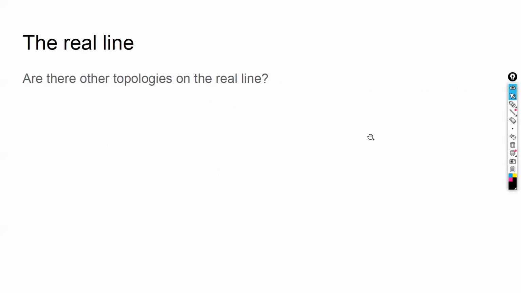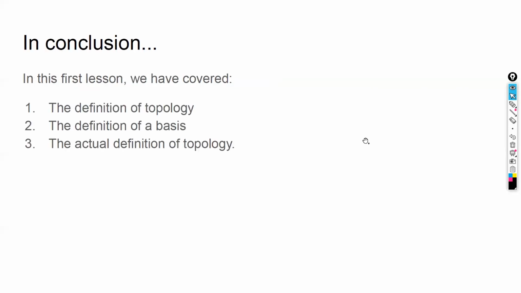So here's an interesting question that you might wonder. Are there other topologies on the real line? And you'll be able to find out the answer to this if you do the exercises. All right, in conclusion for today, in this first lesson, we've covered the definition of topology, the definition of a basis, and in the third part, the actual definition of topology.